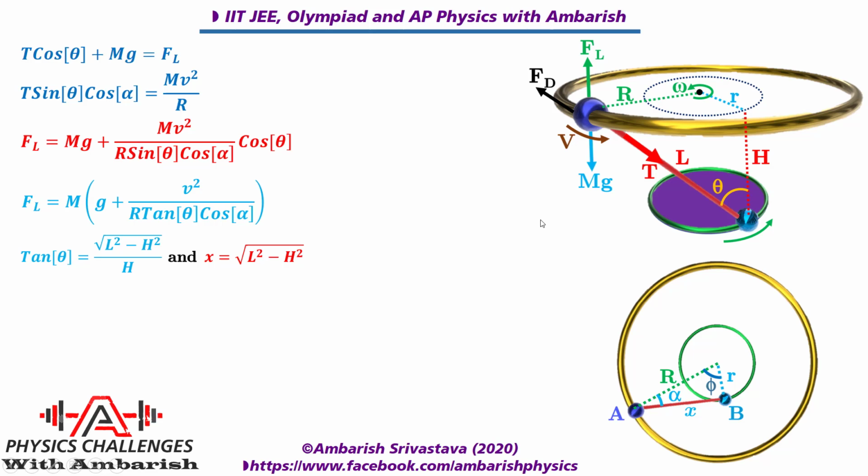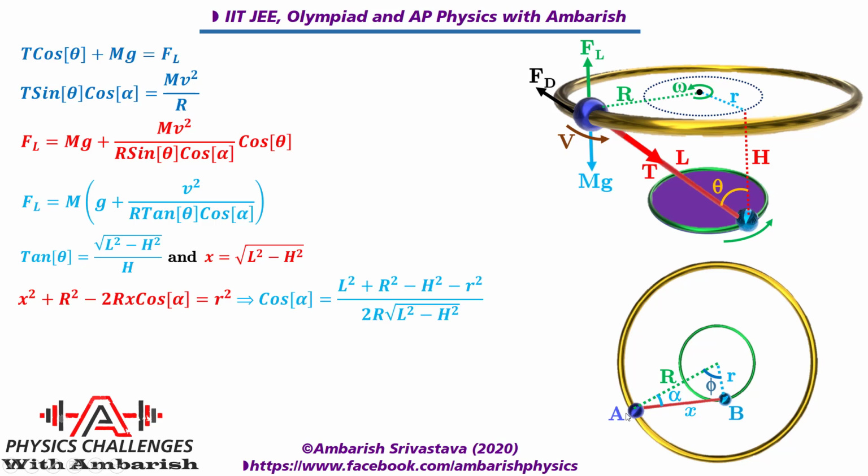Now what about alpha? How can I find alpha? Look at this triangle formed by AB and the common center of these two circles. This is a right triangle with the angle B being 90 degrees. So I can apply the cosine rule over here. Sorry, angle B may not be 90 degrees, but I can still apply the cosine rule. So X square plus R square minus 2RX cos alpha is equal to small r square, and that will give you cos alpha. You just rearrange this equation and you get the value of cos alpha.